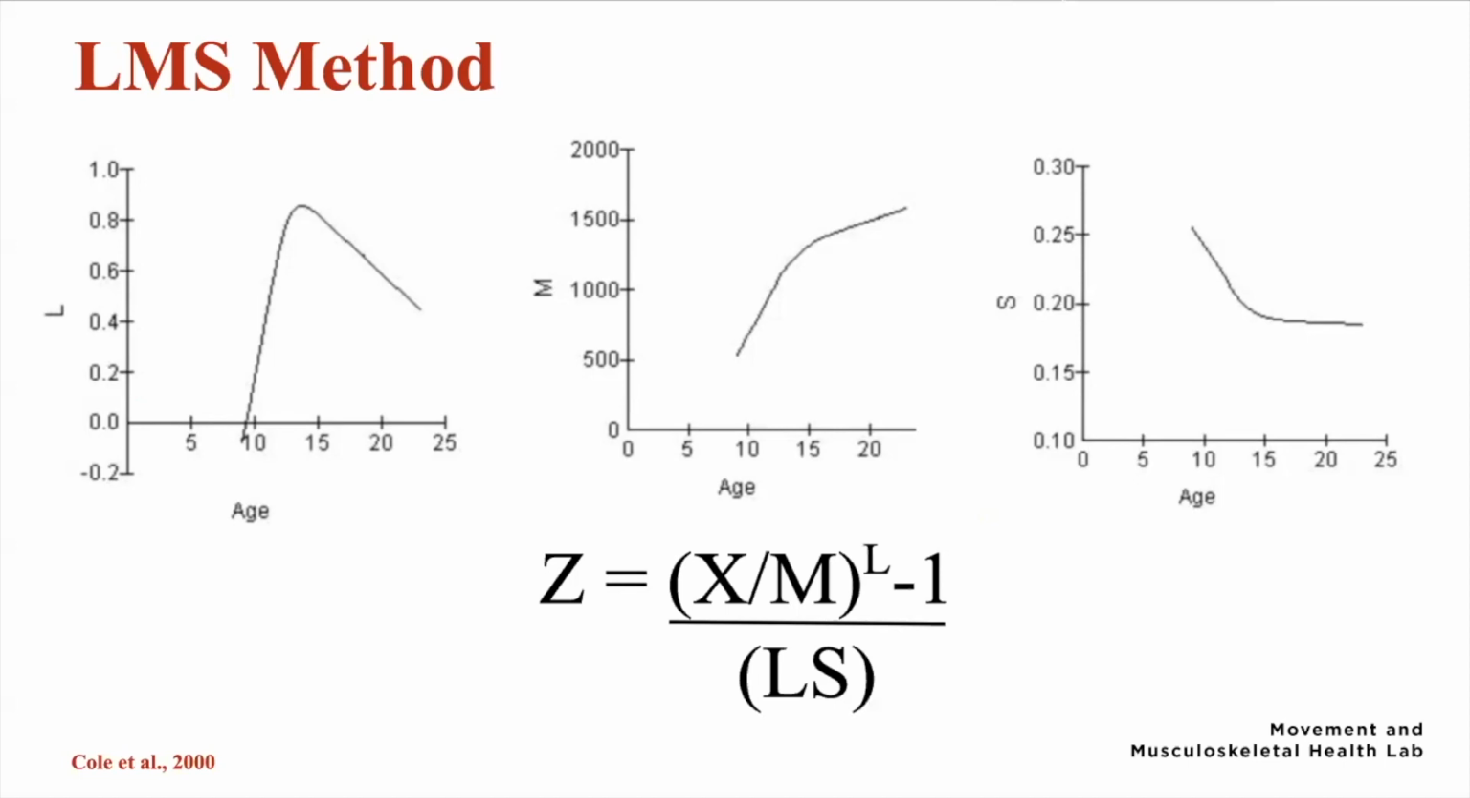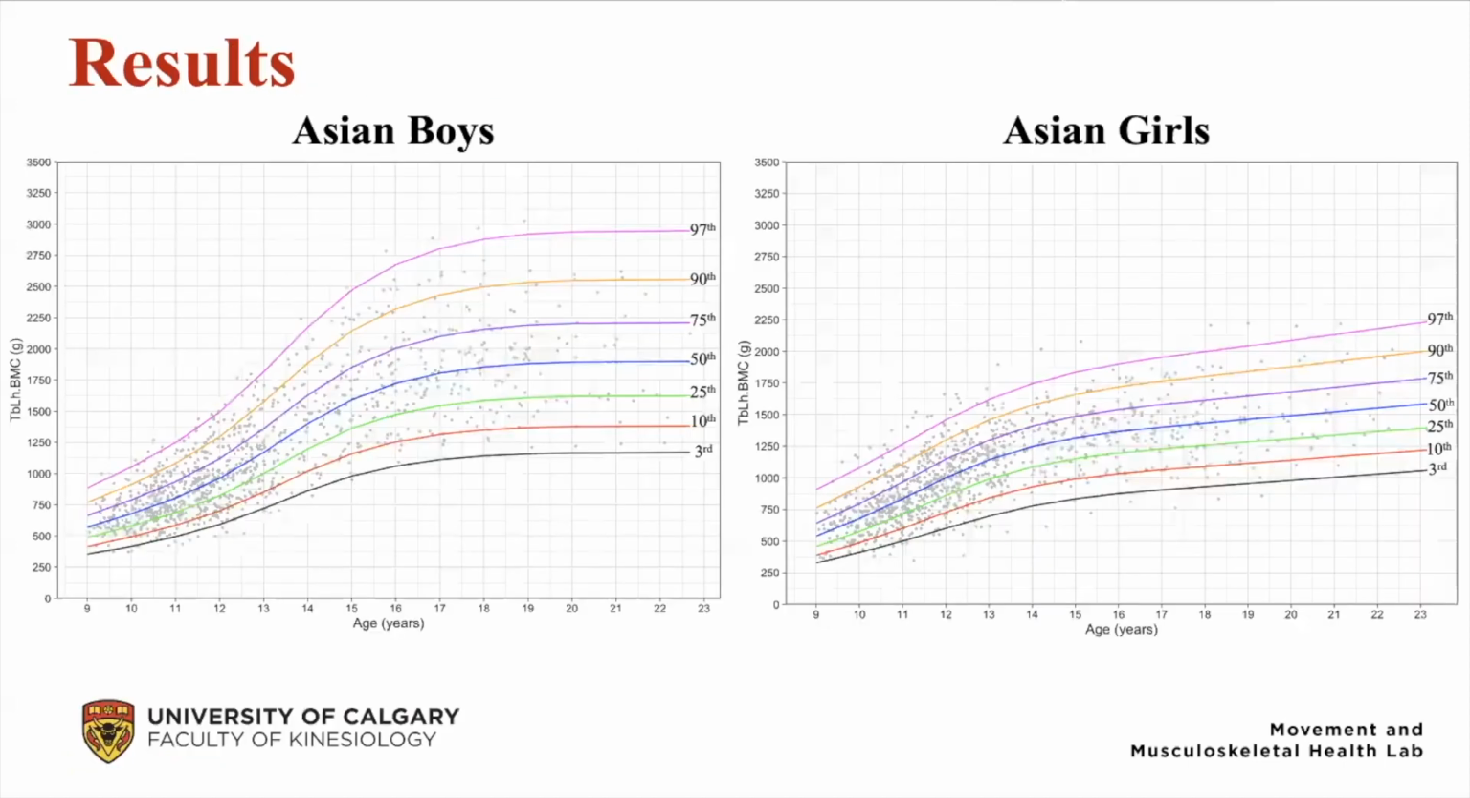Z-scores, for those who aren't familiar, is how many standard deviations away you are from the mean. And so when we're talking about bone, 2 standard deviations away from the mean is considered low bone mineral density. So in our results, you see the 3rd, 10th, 25th, 50th, 75th, 90th, and 97th percentiles. Here we have Asian boys and Asian girls. All the charts I'm presenting today are for total body less head bone mineral content.